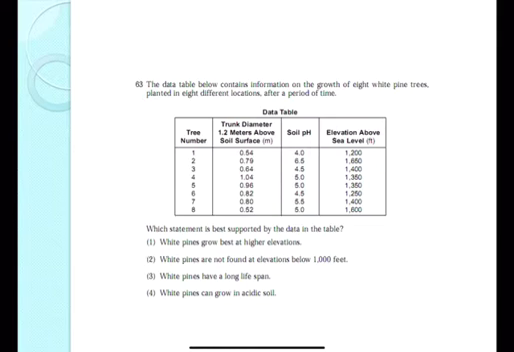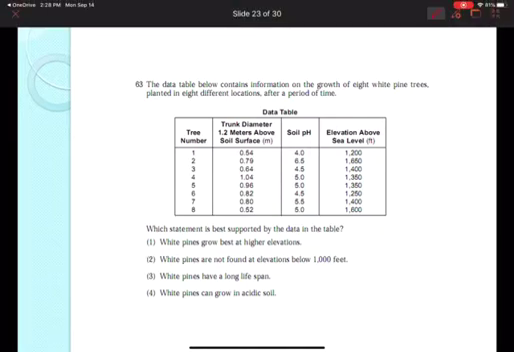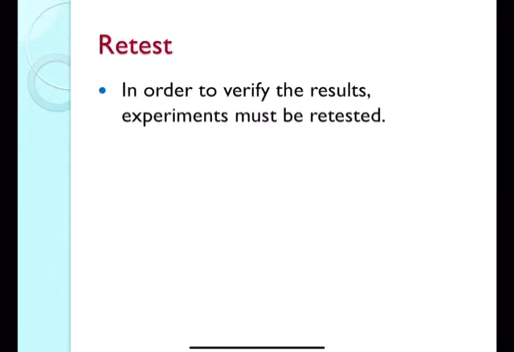My data table below, okay, I look here and I'm saying, well, white pines can grow in acidic soil because there is no basic soil there, but we don't have age of trees. We do not have any data that is below 1,000 feet, and honestly, there is no indication that they grow best at higher elevations.